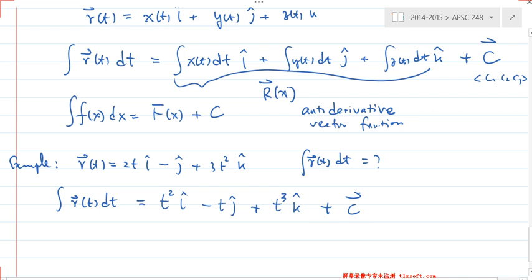Is that okay? So that's how you do the integral. Unless you're integrating with a given limit set here. If you're given limits, forget about the c, right? You don't need that anymore. Okay?